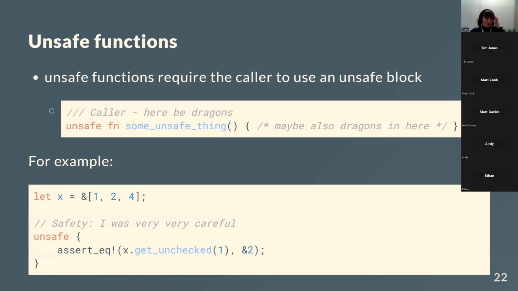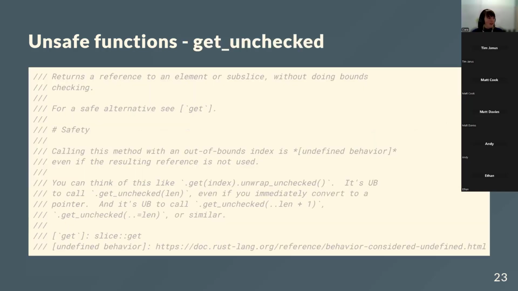So going back to the get unchecked example, you're saying that the index that you've used is within range. And whenever you create an unsafe block or call an unsafe function, you normally add a comment in there to say what those conditions were and how you've satisfied them. So in this case, I've just said, I was very, very careful. Don't put a comment like that. Put a comment that actually describes what the constraints were and why you can say with certainty that they're satisfied.